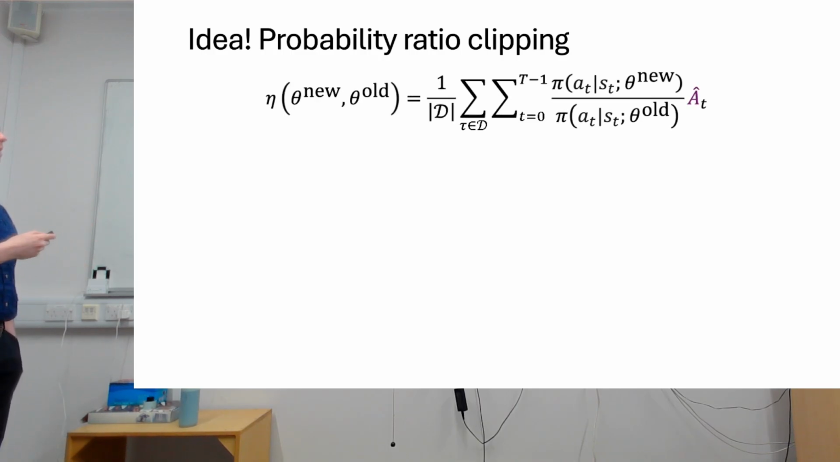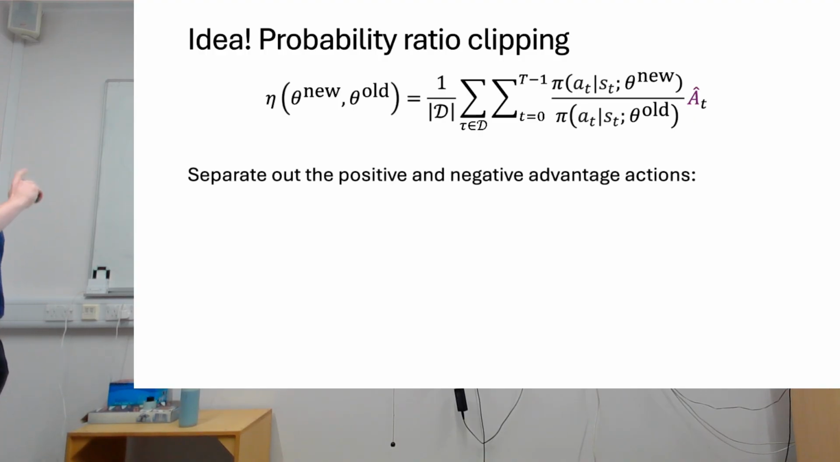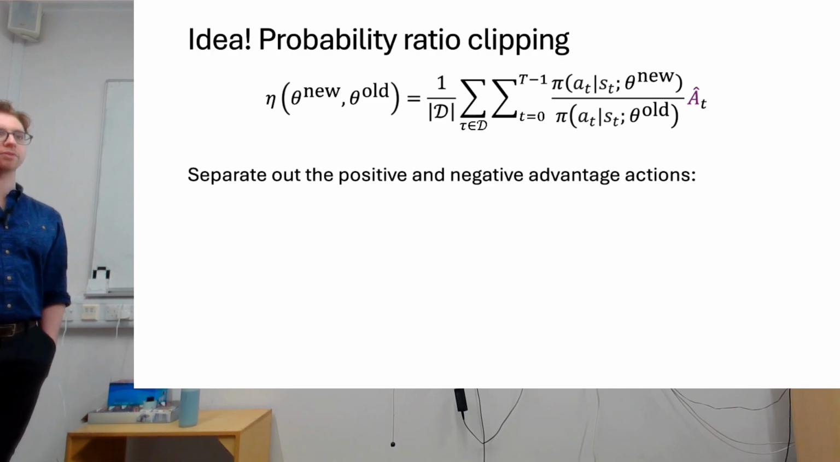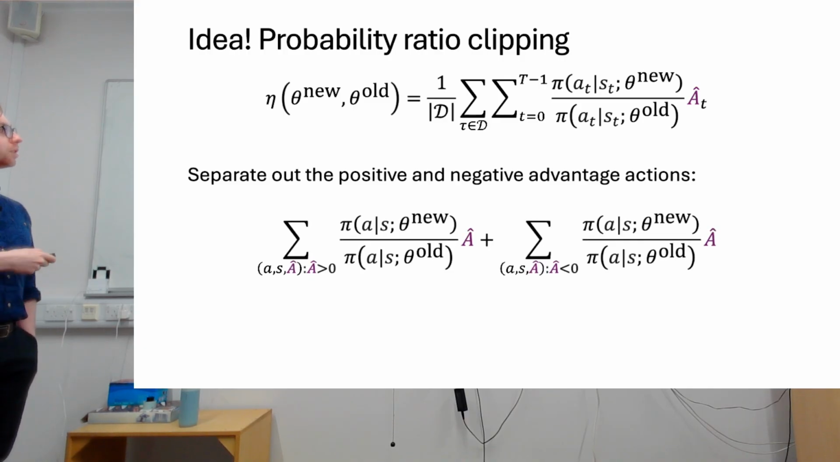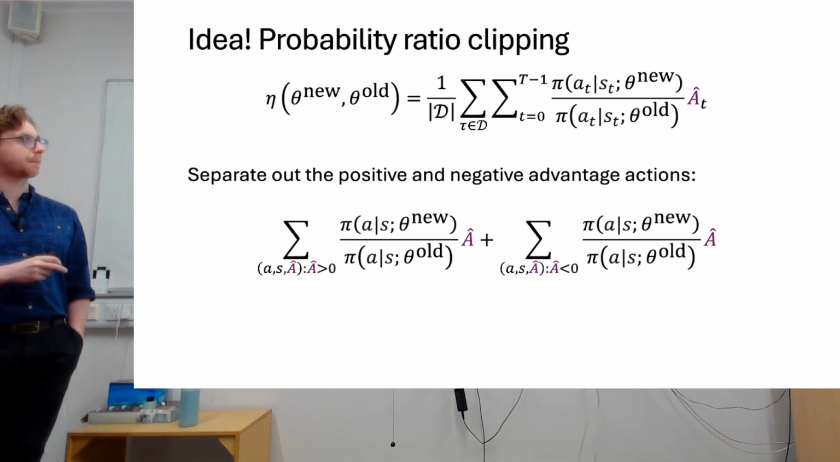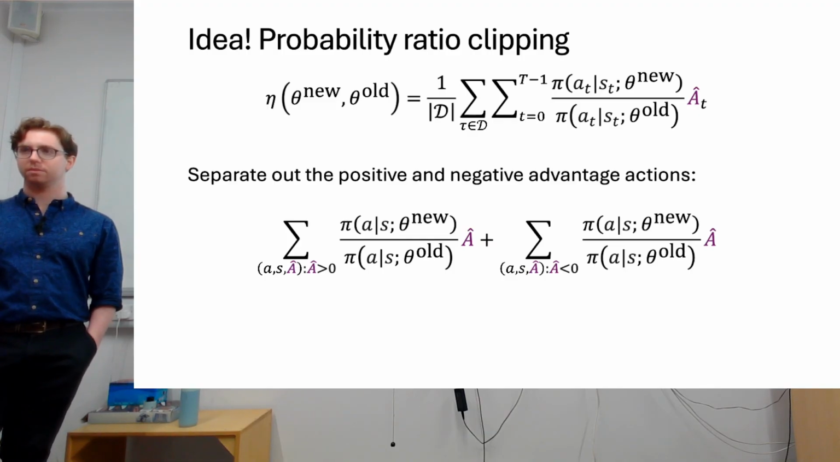Let's have another look at the sampled surrogate advantage, the empirical surrogate advantage. And let's separate out positive and negative advantage actions. So we saw before that we care about these different cases. If an advantage is positive, we expect this to be increased to 1. If it's negative, we expect it to be decreased down to 0. And all I'm doing here is rewriting it as the sum over positive advantage actions and the sum over negative advantage actions, right? Everyone happy with this? Any questions? Okay.